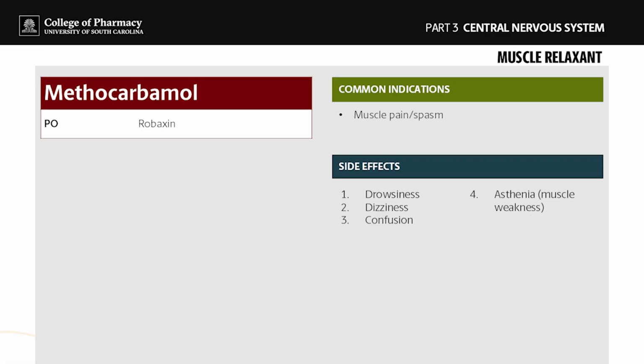Methocarbamol, brand name Robaxin, and it's indicated for muscle pain and spasm. It also has the same side effects as the other muscle relaxants: drowsiness, dizziness, confusion, muscle weakness. And this one, you have to be careful using it in older folks.